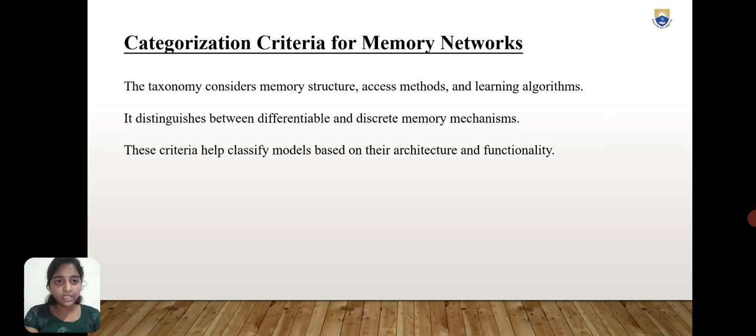Categorization criteria for memory networks. The taxonomy considers memory structure, access methods, and learning algorithms. It distinguishes between differentiable and discrete memory mechanisms. These criteria help classify models based on their architecture and functionality.